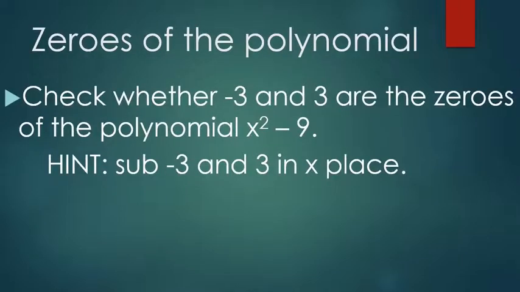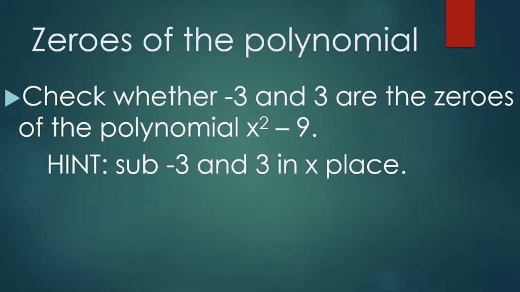Zeros of the polynomial. Even this is better understood if I take an example. Check whether -3 and 3 are the zeros of the polynomial x² - 9. Here they asked us to check whether 3 and -3 are the zeros of the polynomial. It means if we substitute -3 and 3 in x's place in the polynomial, then the value of the polynomial must be 0.